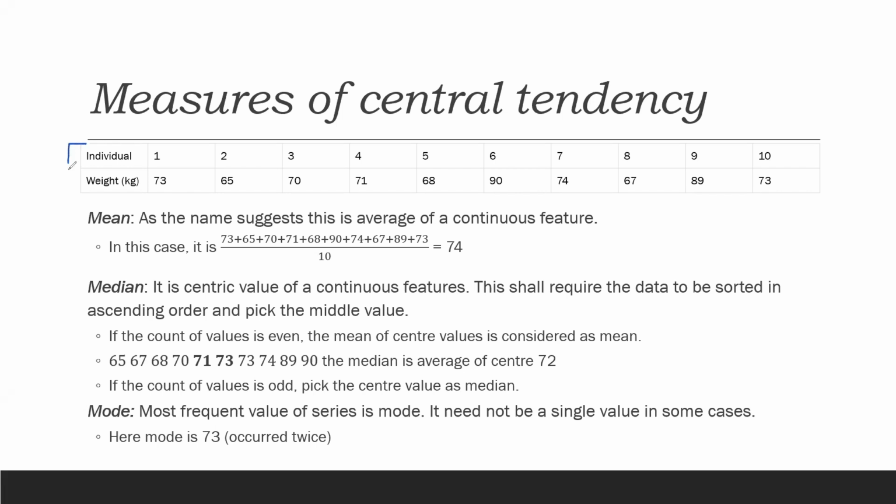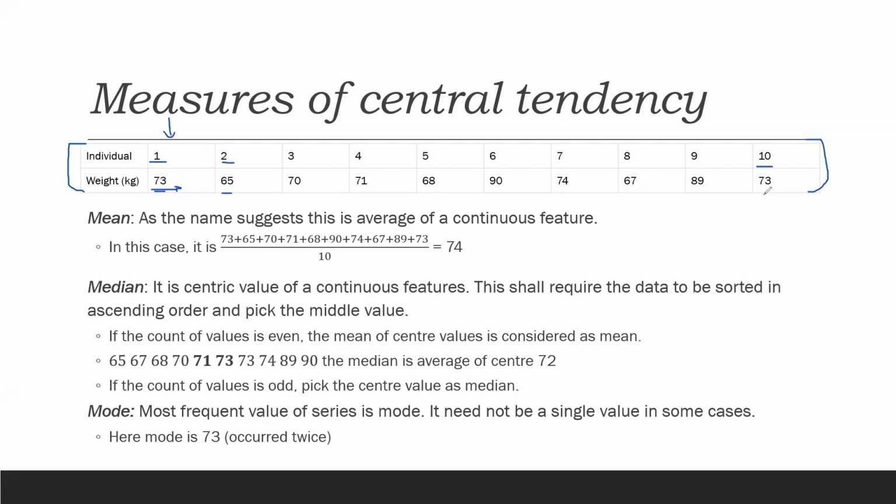Mean, in the first case, is nothing but this. Say, for example, I have a data set like this wherein I know who the individual is. I mark the individuals as 1, 2, 3, and so on up to 10. And for each individual, I'm going to record the weight. Say for the first person the weight was 73, for the second person the weight was 65, and so on.